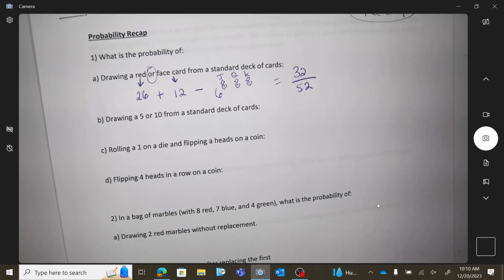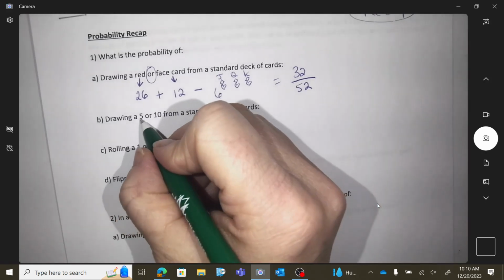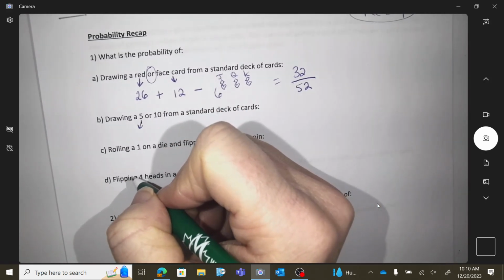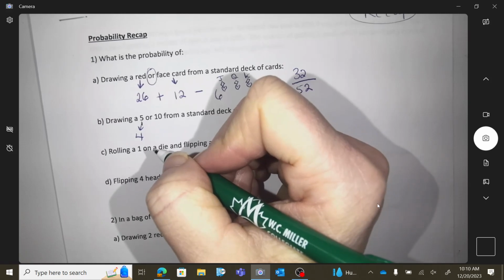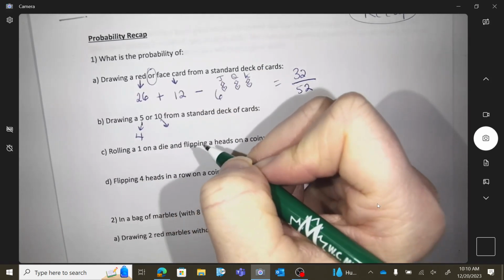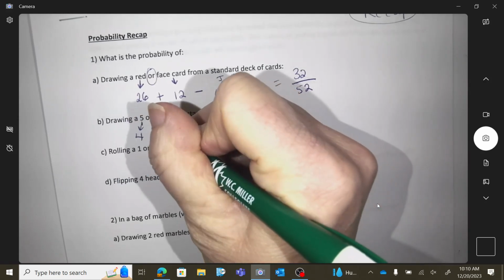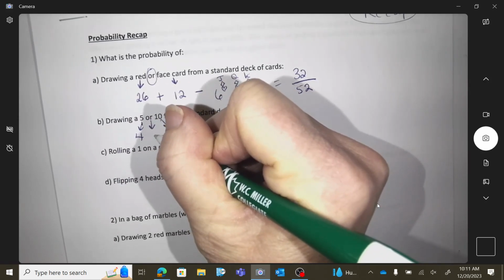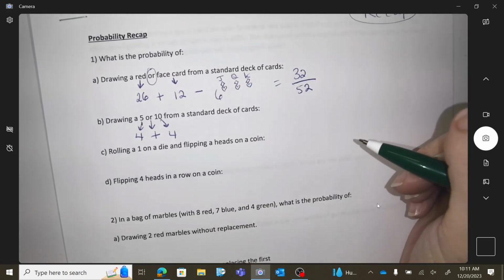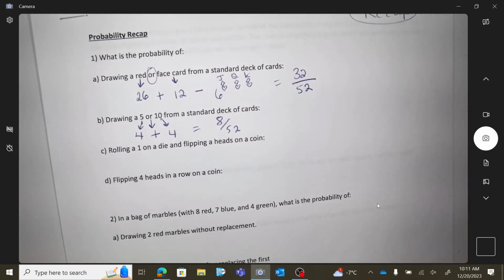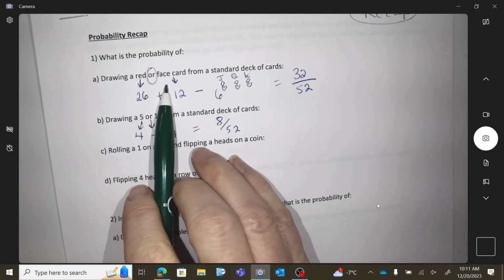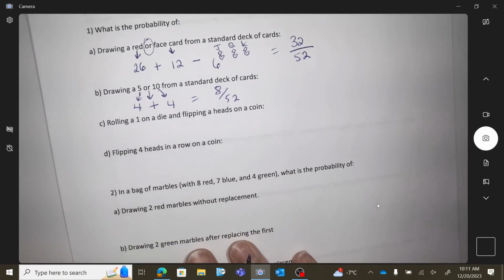Drawing a 5 or a 10 from a deck of cards. So how many options do you have to pick a 5 out of that deck? How many of those are there? It's 4. How many 10s do you have in that deck? 4. What does the word "or" mean? Add. Is there any overlap between 5s and 10s? Nope. So we don't have to account for that. But did that make sense that there was an overlap with red and face cards? There's an overlap in there that you're double counting a card.